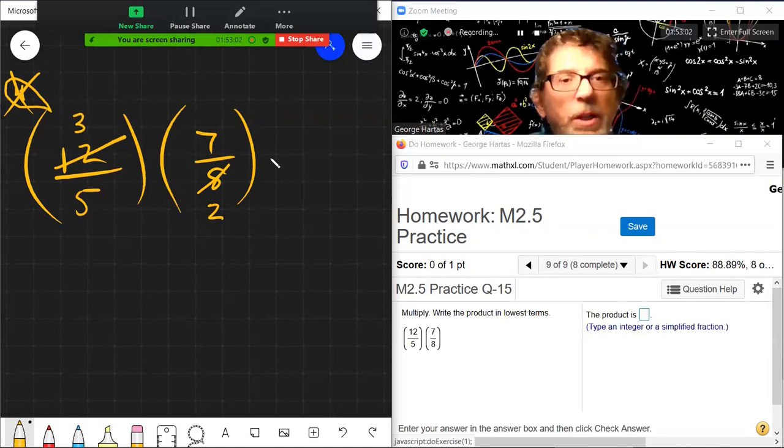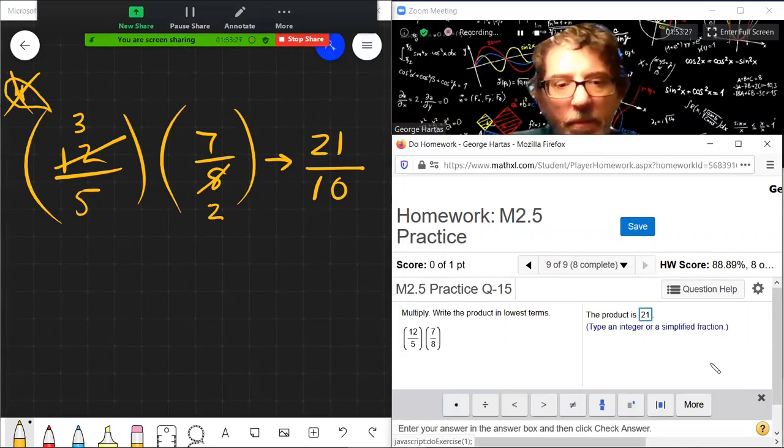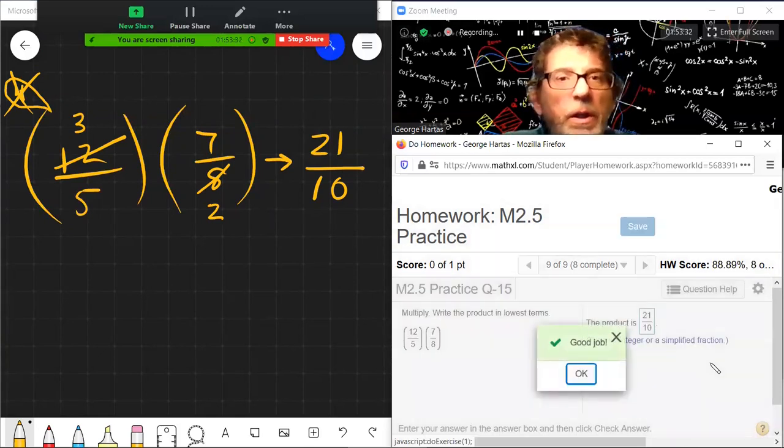Nope. Let's multiply across for our final answer. 3 times 7 is 21. 5 times 2 is 10. One last peek. Can that reduce? Nope. Nope, for sure. So 21 over 10 should be our final answer here. All right, so this is how you perform multiplication of fractions.